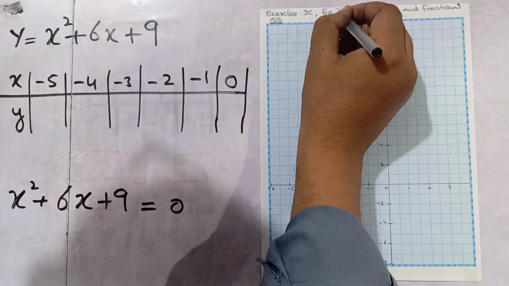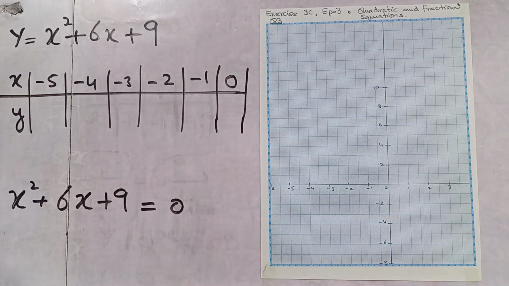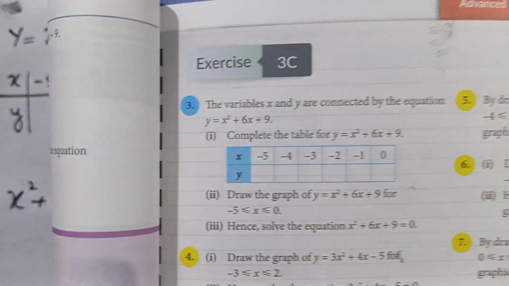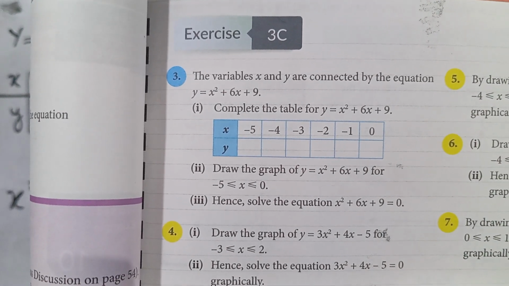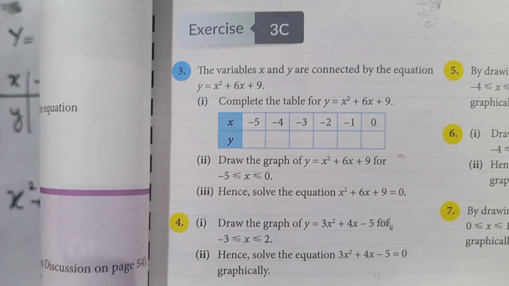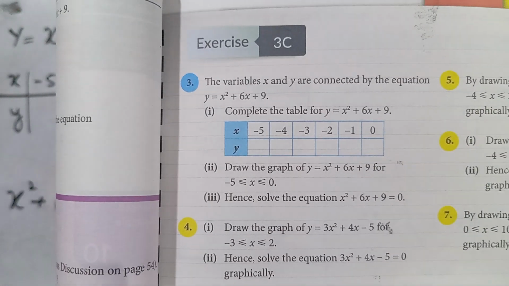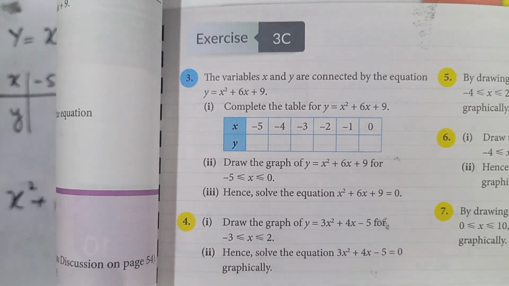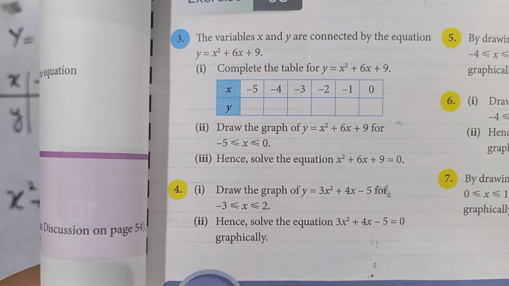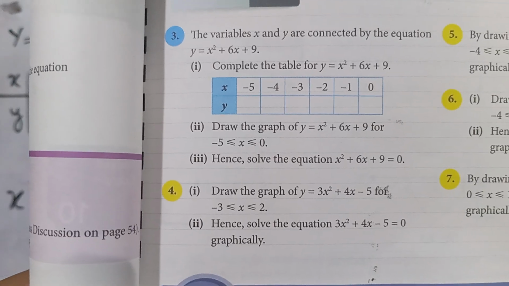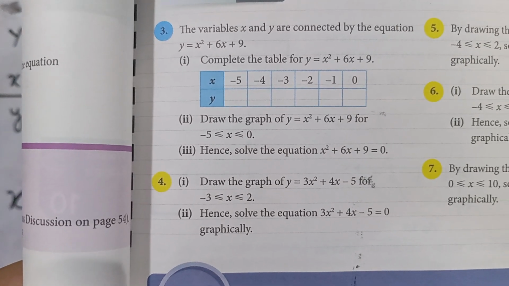We are working on question number 3 of exercise 3C. Let me show you the question. The variables x and y are connected by the equation y equals x squared plus 6x plus 9. Complete the table for y equals x squared plus 6x plus 9. Draw the graph for x from -5 to 0. Hence, solve the equation x squared plus 6x plus 9 equals 0.